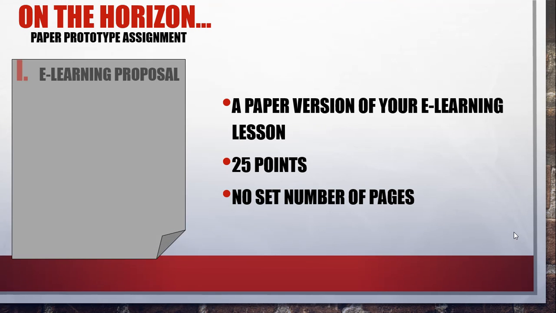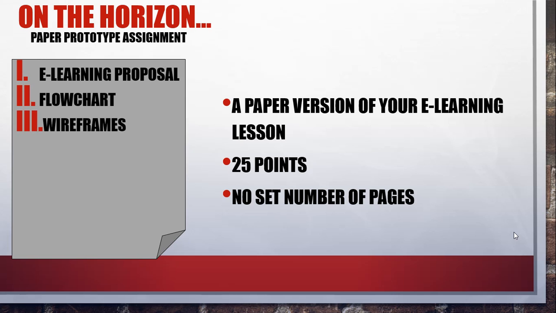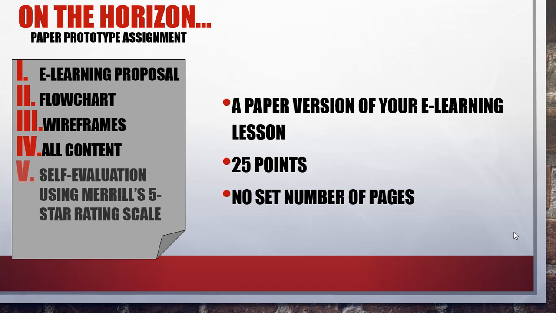What's going to be in that paper? First thing is going to be your e-learning proposal. You're going to have a flowchart, a wireframe or a set of wireframes, all the content, and a self-evaluation using Merrill's 5-star rating scale.